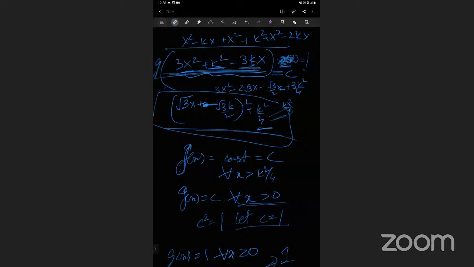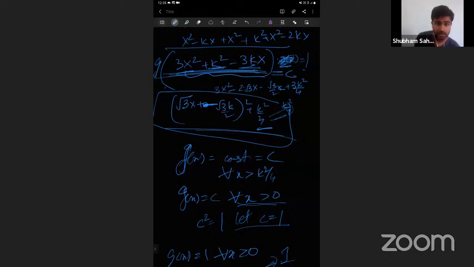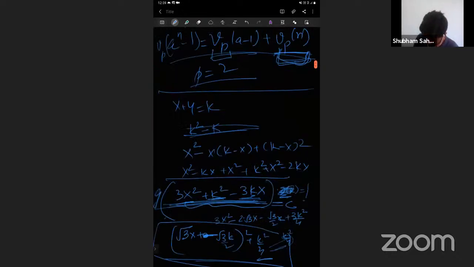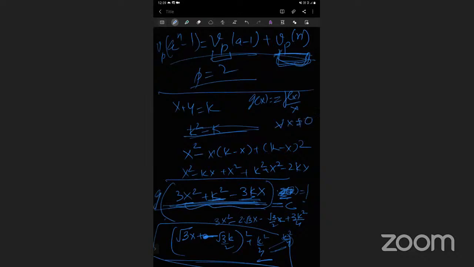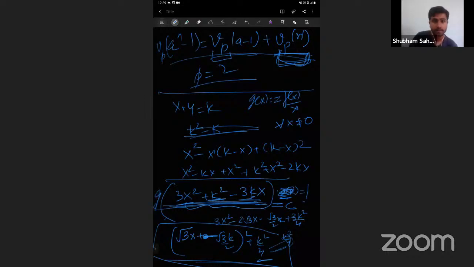Sir, could you please once again show what we have defined as gx? Gx was just fx by x. Gx is fx by x for all x not equal to 0. So we are showing gx constant so that we can get fx is some kx, and from that we are getting k is plus minus 1. Yes, that is right.